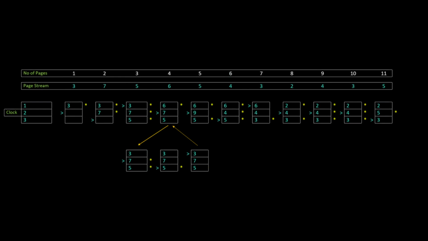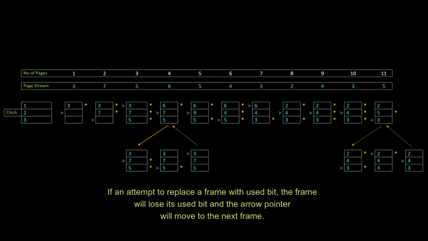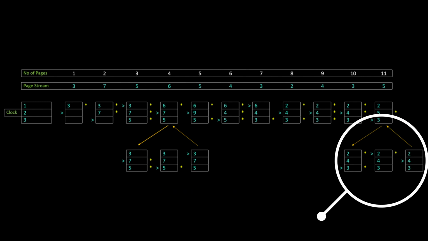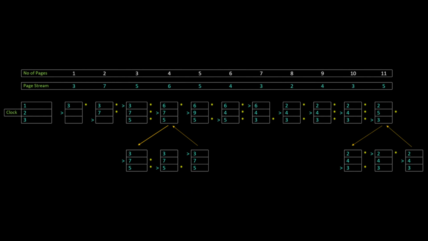Since all the frames have been occupied and each of them has the use bit, we need to repeat the same process again. The rule is, if an attempt to replace a frame with the use bit is made, the frame will lose its use bit and the arrow pointer will move to the next frame. So that's all for the clock replacement algorithm.